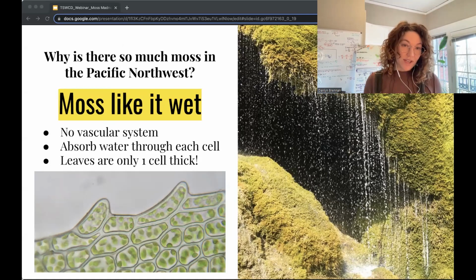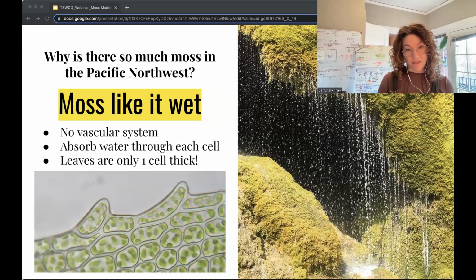Mosses, of course, have several adaptations that allow them to retain so much water, and that's essential for their survival. That's why you'll find them in damp and shaded habitats most of the time, or on the north side of the roof, right? And mosses retain water so well because they have a hygroscopic nature, right? That means they absorb and retain moisture from the air.